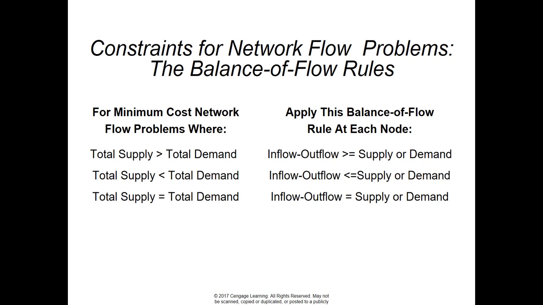Basically, in network flow problems, we have three situations. First, total supply is greater than total demand. The total supply is the summation of all the negative numbers that we have in the supplies. We have to consider the absolute value, so we convert the negative values to positive values and add all of them. And then the total demand is the summation of all the positive numbers in the graph.